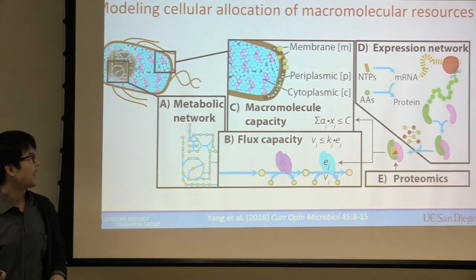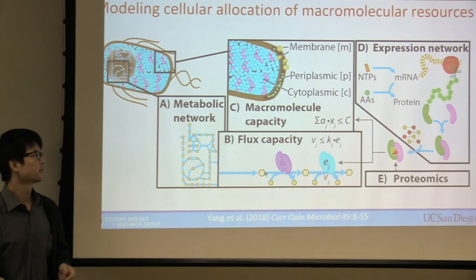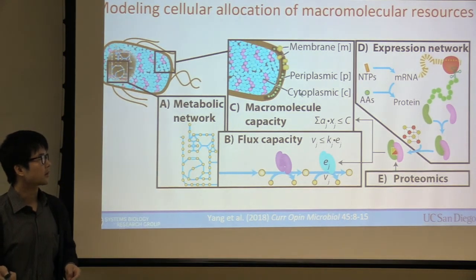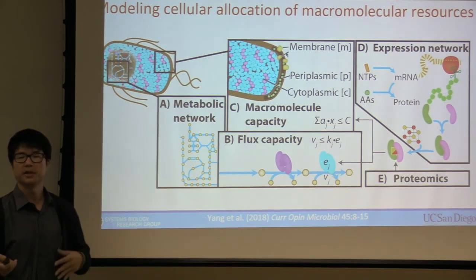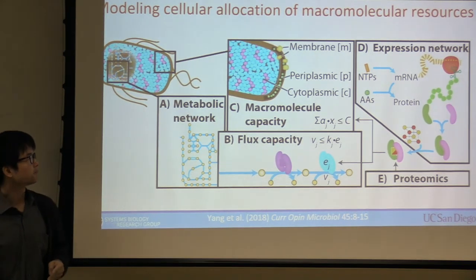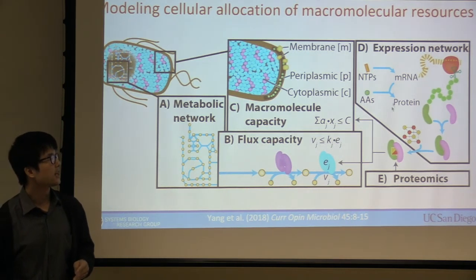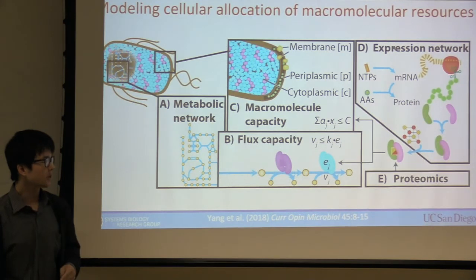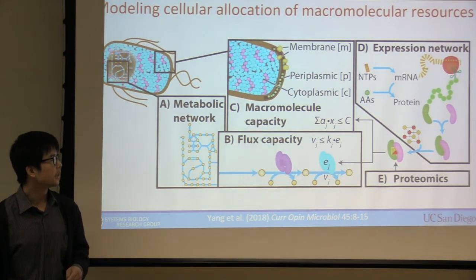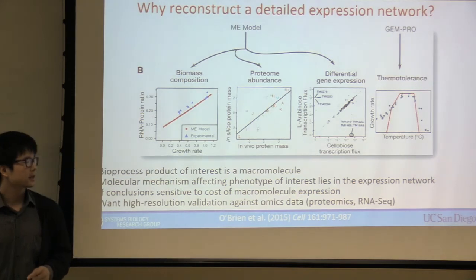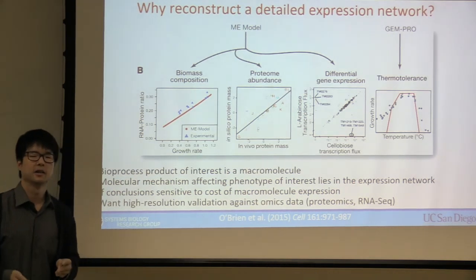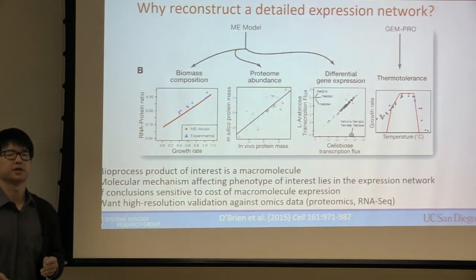And we've added in the flux capacity constraints. And then we've added in the total macromolecular capacity constraint. We just looked at the proteome so far, but as I mentioned, you can also look specifically at the surface area being limited on the membrane. You can look at the periplasmic proteins, and we have our macromolecular capacity constraint, and then we can add on the entire reconstruction of the expression machinery. And what this allows us to do then is to address an extended set of hypotheses and predictions.